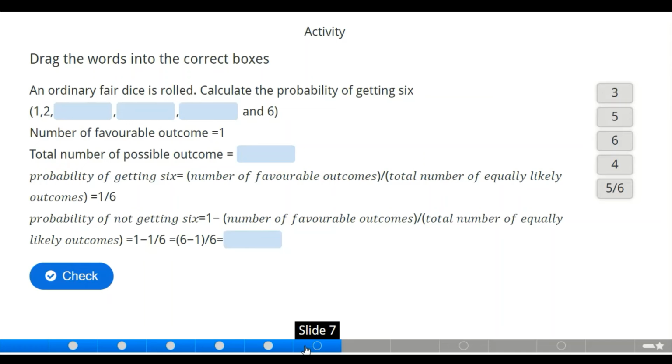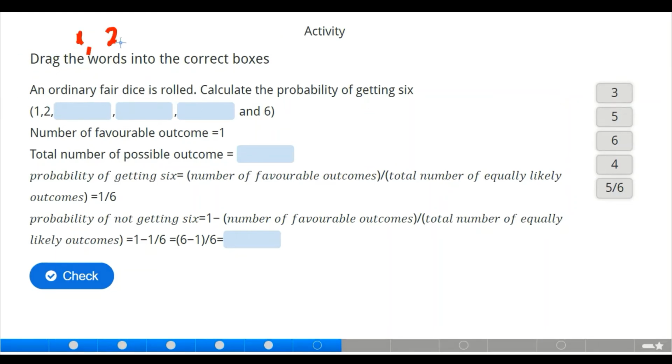An ordinary fair dice is rolled. Calculate the probability of getting 6. Remember, we all know how a dice looks like. Is it that we have 1, or we have 2, or we have 3, or we have 4, or we have 5, or we have 6? That's just what makes a die.